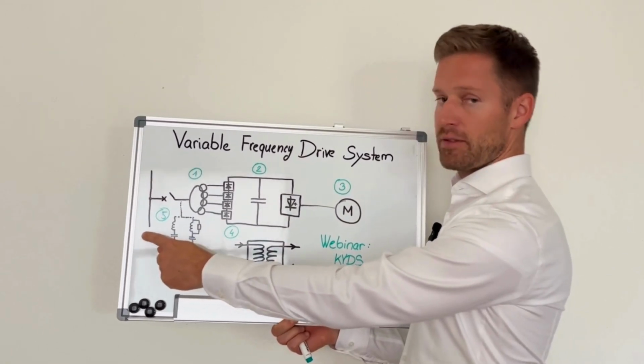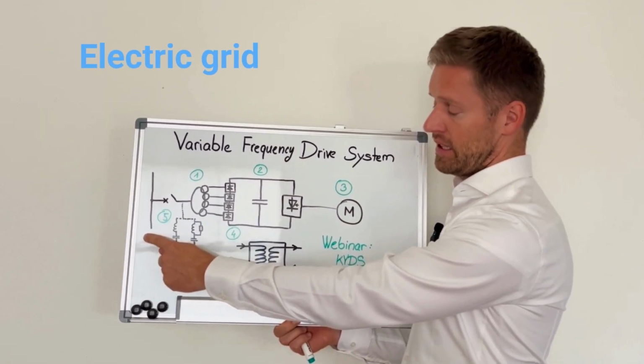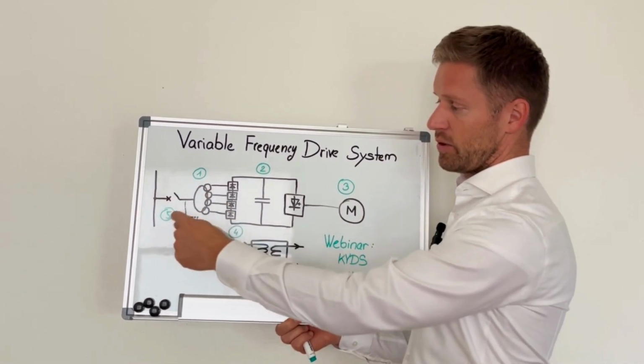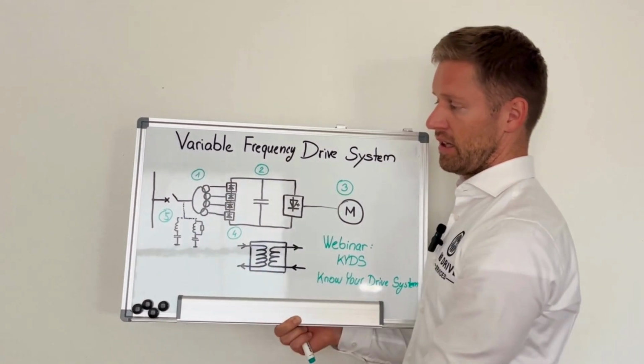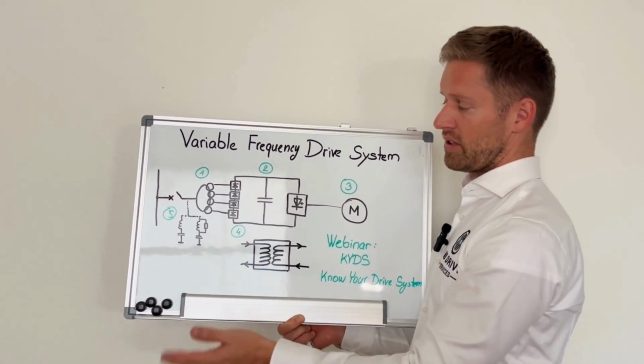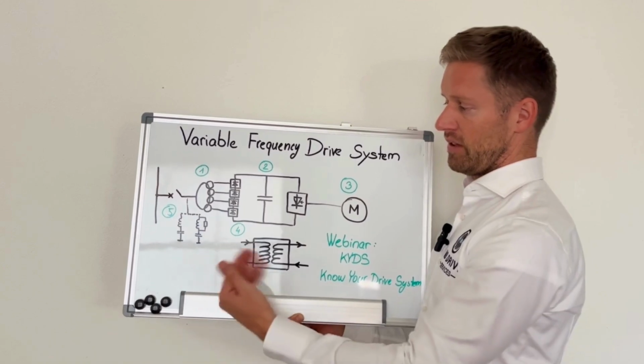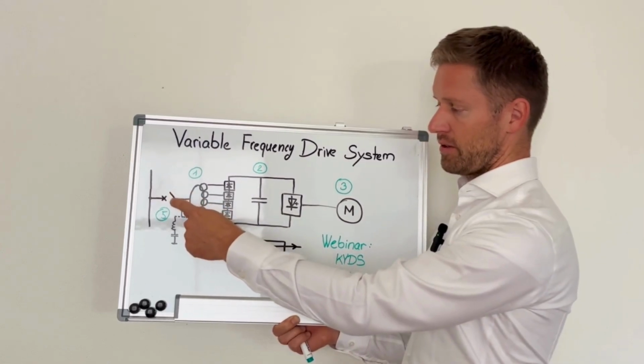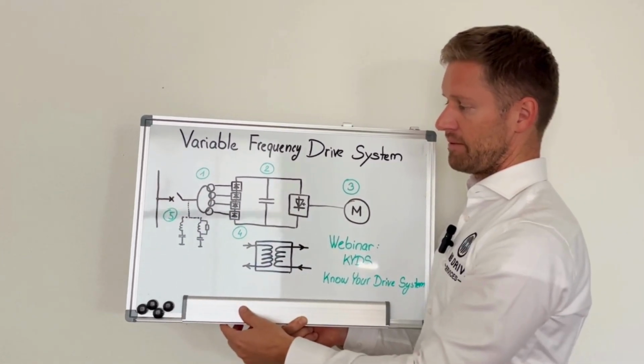So on the very left we have the electric grid. This is where the electricity comes from. Then there is a circuit breaker that allows the connection and disconnection to and from the grid. And it provides also the protection functionality.